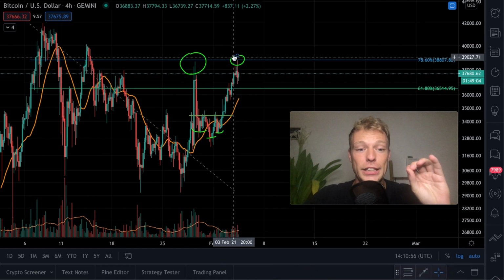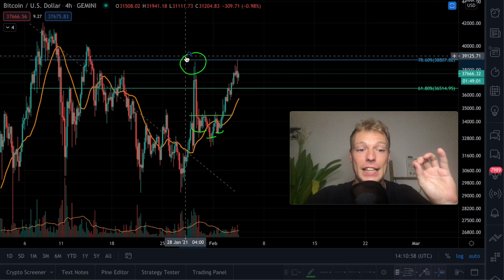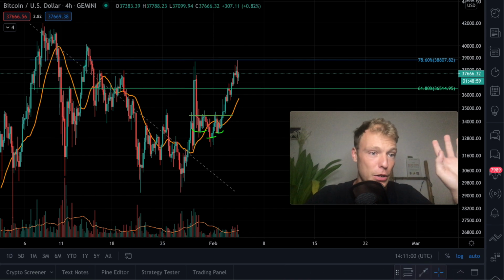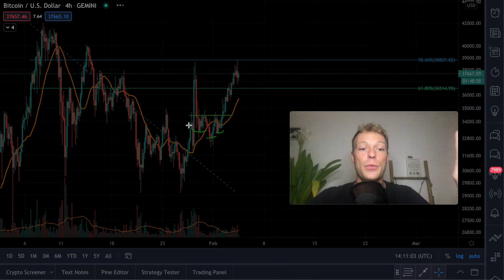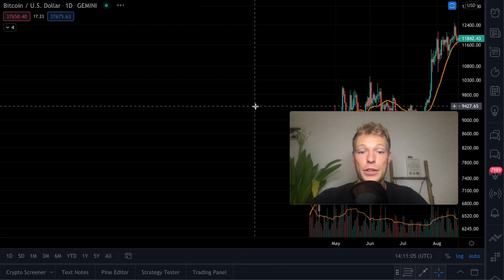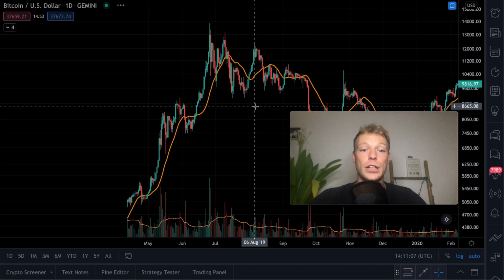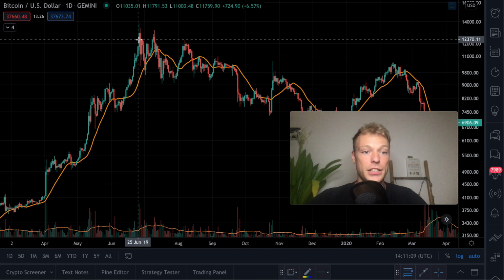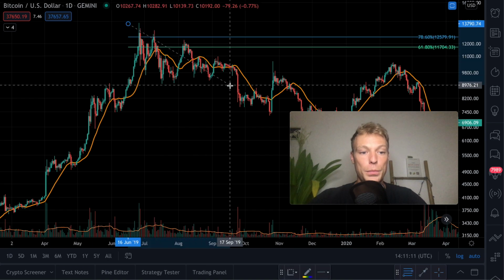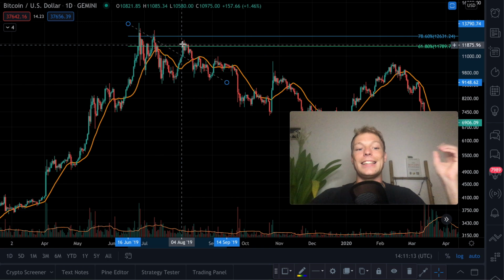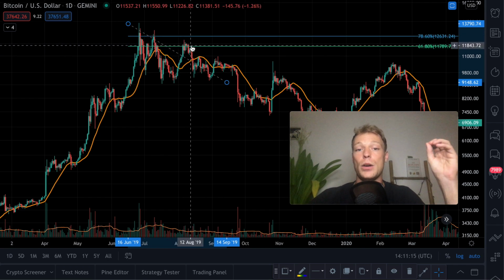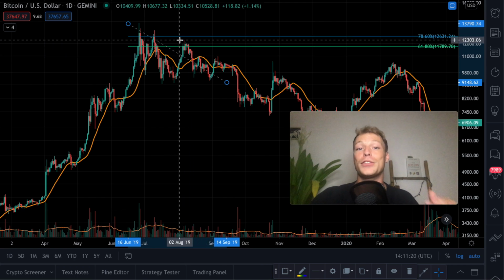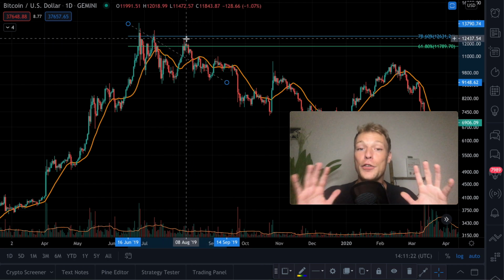And guys, another reason why I have been choosing the 78.60% is if we were to go to the daily time frame and have a look at the topping formations we have seen in 2019 and in 2020, and I'm going to apply the Fibonacci levels right here as well from the top till the bottom. Then you can see that the second bounce right here, where we could be right now, is not coming above the 78.60 Fibonacci level.